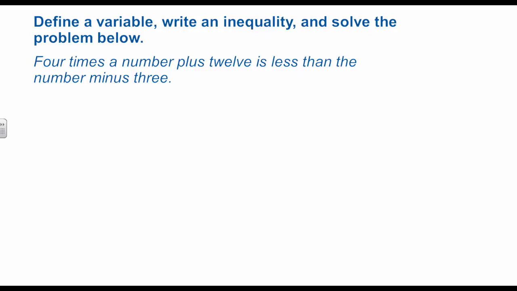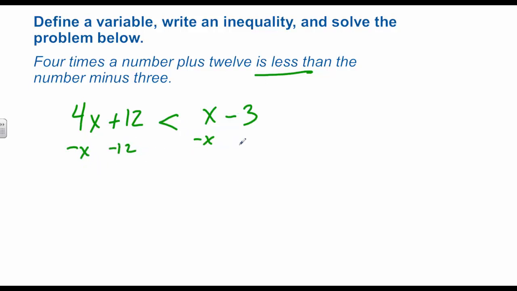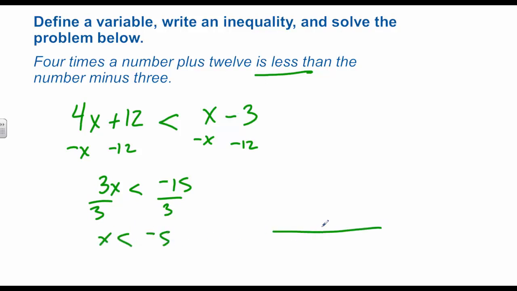Let's do one more. We're going to write an inequality for the following, and then we'll go ahead and solve it. It says 4 times a number, so that's 4x, plus 12 is less than, so that's less than, the number, unknown as x, minus 3. We can go ahead and solve that. In this case, I'll subtract x from both sides because I like to keep my x's positive. Subtract 12 from both sides. We get 3x is less than negative 15. Divide both sides by a positive 3. So I don't need to reverse the inequality. I get x is less than negative 5. Find my negative 5. Since it's not included, we open circle it. Less than moves left.